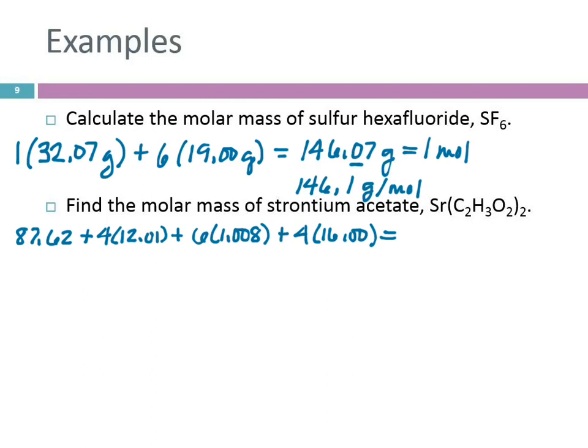Okay, let's add this up. 87.62 plus 4 times 12.01 plus 6 times 1.008 plus 4 times 16 equals, my calculator says, 205.708. And if I was going to use this in a calculation, I'd want to include the extra digits, but otherwise I would most likely round this and say it's 205.7 grams, equal to 1 mole.